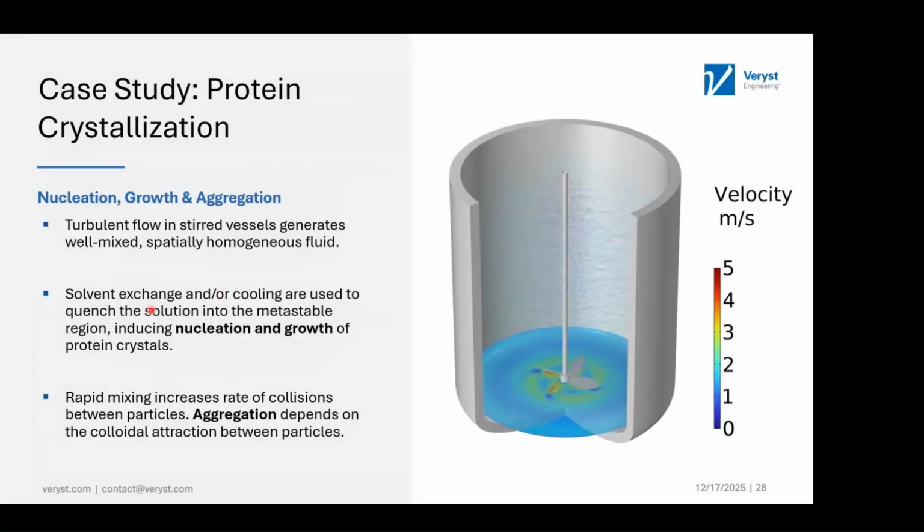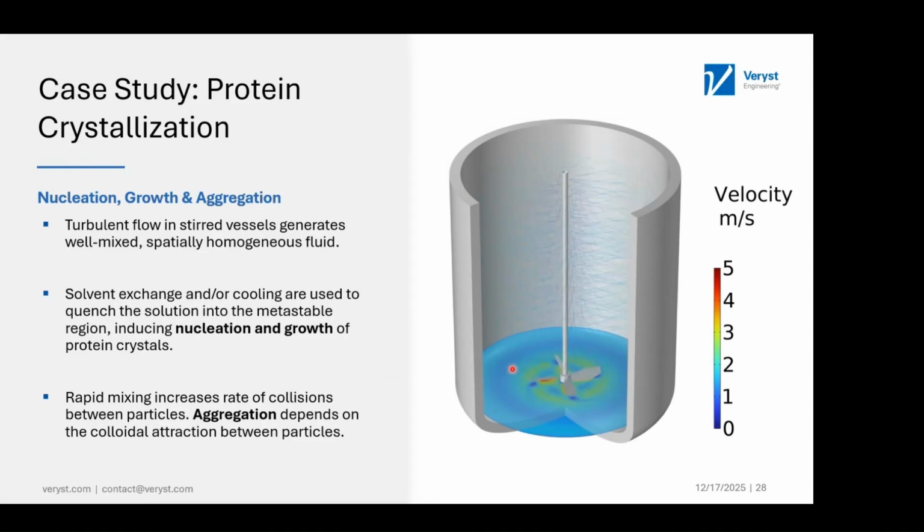Speaking of stirred tank vessels, this takes us to our first case study in this topic. This is a case of protein crystallization via batch crystallization. So you have a stirred vessel containing a solution of dissolved protein that, in the scenario I'm going to illustrate, is quenched into the metastable regime of its phase diagram to induce nucleation and growth.